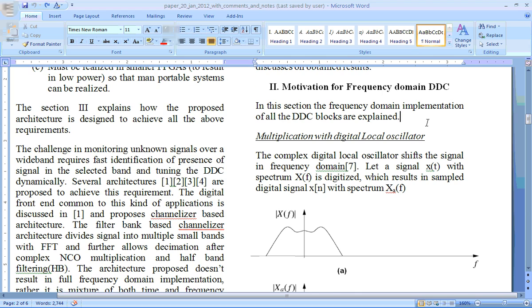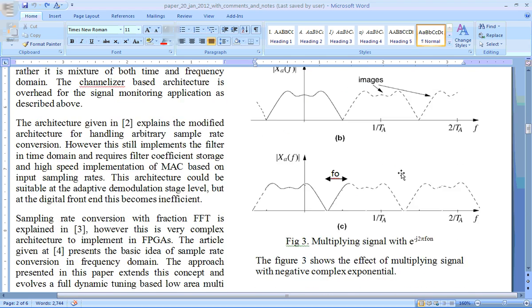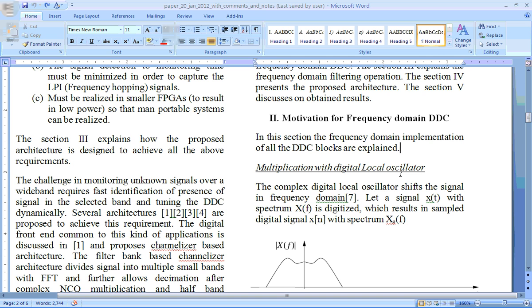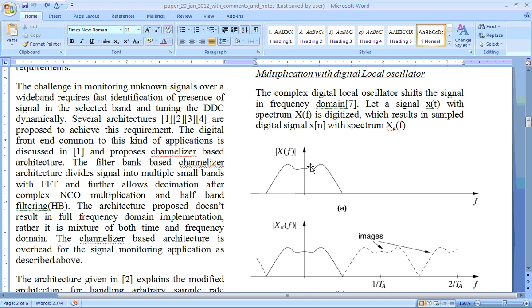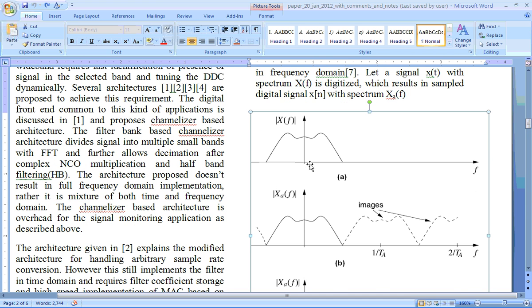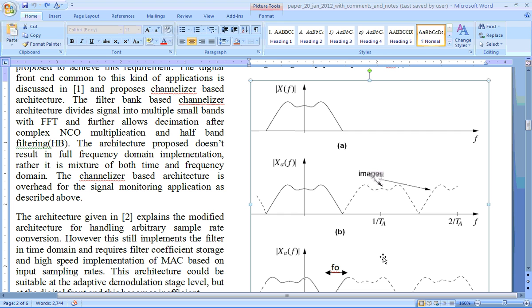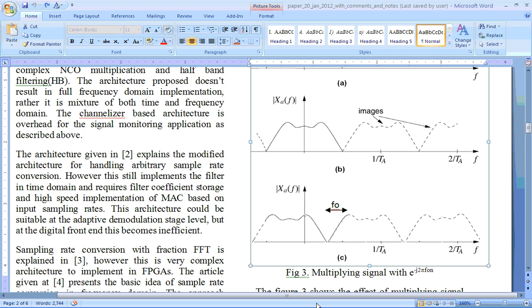So what we are trying to first explain is the total DDC flow in frequency domain, how it happens. First, multiplication with the digital local oscillator. The complex digital local oscillator shifts the signal in frequency domain. If there is a signal like this, you have A, and its sampled version is B. These are the sample aliases caused by a sampling frequency of Fs, so these are images. Now this digital signal which is coming as output of your ADC into your FPGA, you multiply by complex NCO. That is our first part in DDC, right? Multiplying by complex NCO causes this spectral shift.